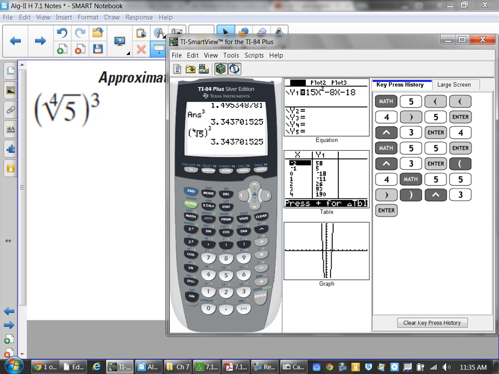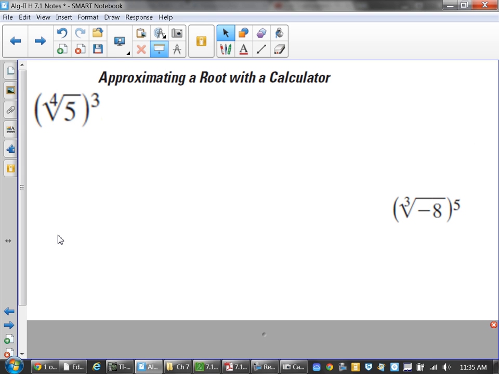Yes, ma'am? Could you type in 5 to the power of 3 over 4? Yeah, that'll work too. Okay. There's a few ways of doing it. They're all going to use the same one. When I do my approximation ones, I always go 2 decimal places. It's kind of like the generic way I set these things up. So type that one in, figure that one out.